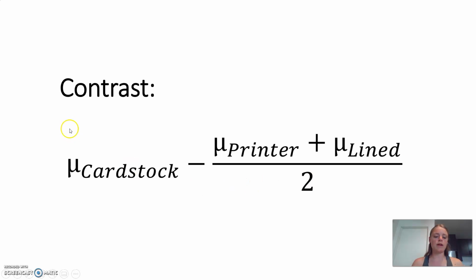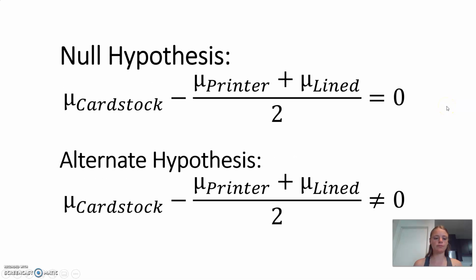So we can see that there is the mean of the cardstock, and then we have a minus, the mean of the printer paper and the mean of the lined paper. So this is the average of the other 2. And we can see here that our coefficient is positive 1, and then our coefficients are negative 0.5 and negative 0.5. And of course, 1 minus 0.5 minus 0.5 is 0. So we have met the condition of a balanced design.